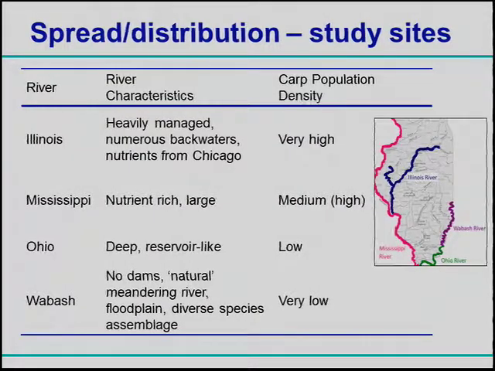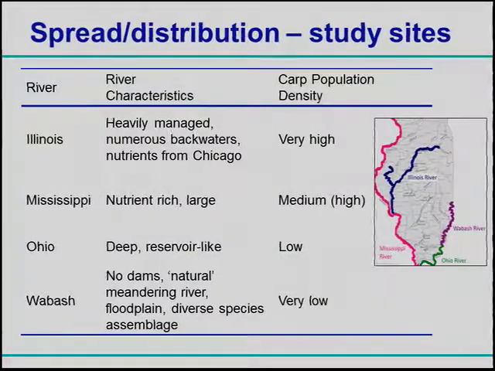Mississippi River, and again, we're sort of in the southern part of this chunk of the Mississippi down here, so we get the input from the Illinois and from the Missouri. Very, very nutrient rich area, very large river. We have medium to high population densities. The Illinois River has super high population densities, right?